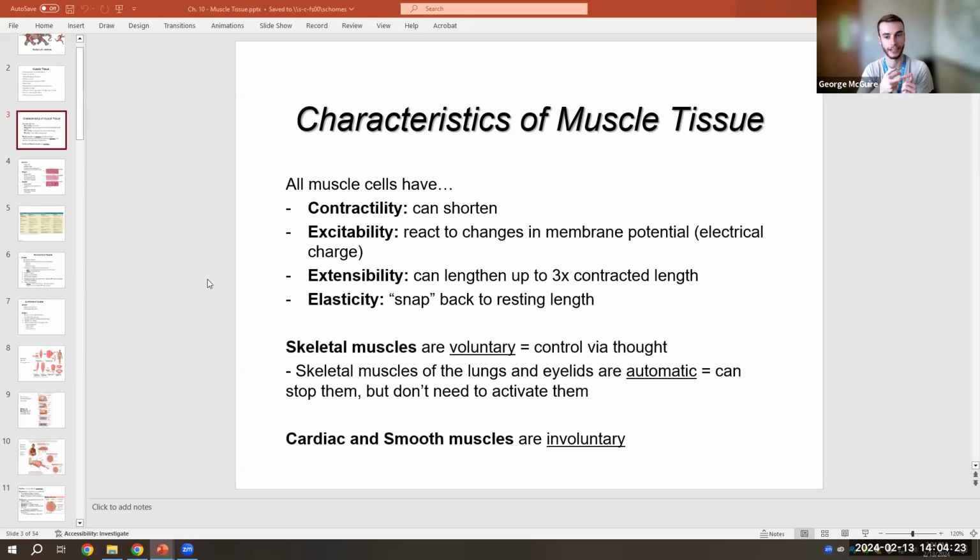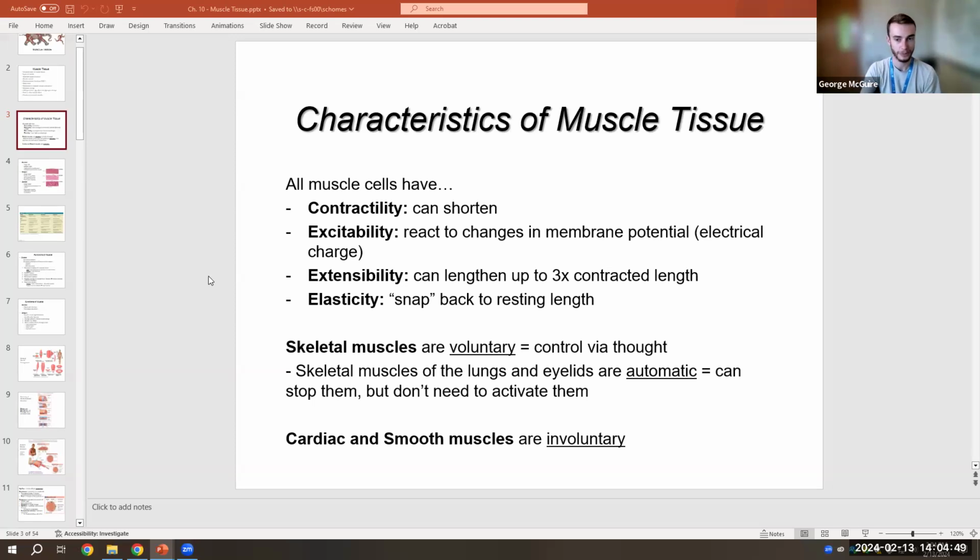So muscles of our eyelids, muscles involved with breathing, like our diaphragm, right? Those muscles are skeletal muscles. So they have all the characteristics of skeletal muscle. We have the ability to control them if we think about it. Right? We can cause the contraction or stop the contraction of our eyelids and diaphragm, but we don't need to, which makes them automatic. Right? They will do it on their own without us thinking about it.